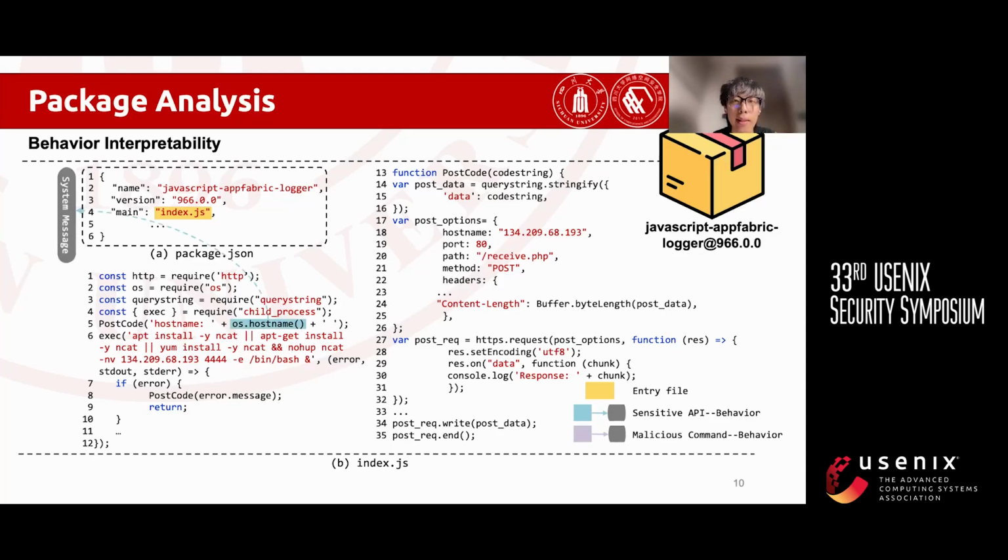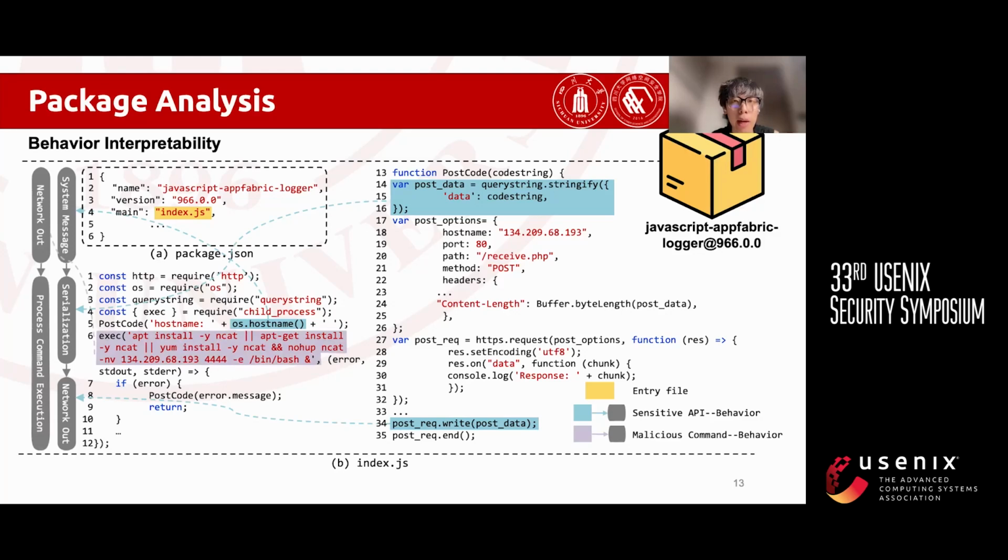Analyzing the API calls, we can see the code first uses the OS API to get the host name. Next, it constructs a packet that contains the system hostname data. Finally, it sends the packet to a suspicious external address via the POST method. Thus, the information theft was accomplished.